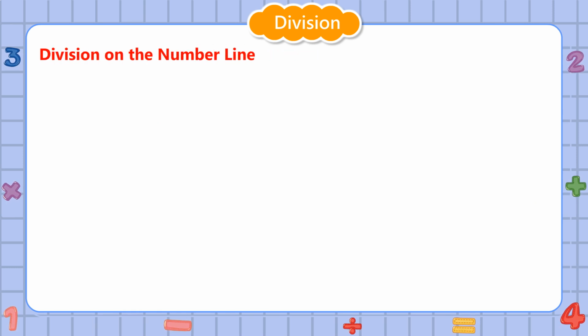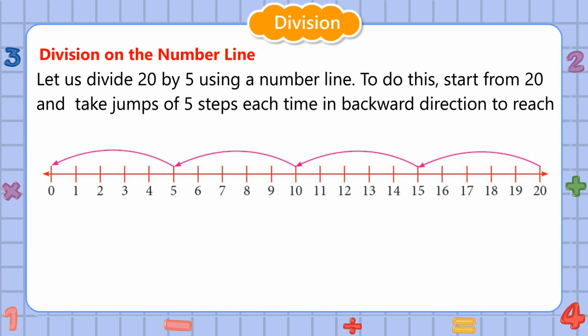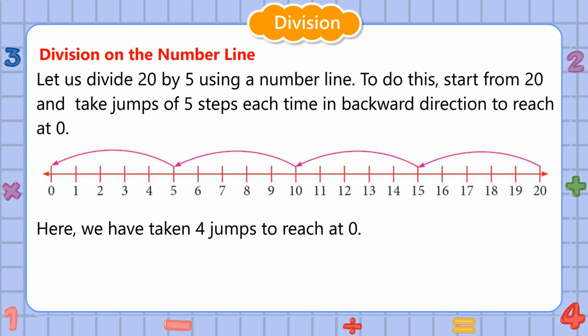Division on the number line. Let us divide 20 by 5 using a number line. To do this, start from 20 and take jumps of 5 steps each time in backward direction to reach 0. Here, we have taken 4 jumps to reach 0. So, 20 ÷ 5 = 4.